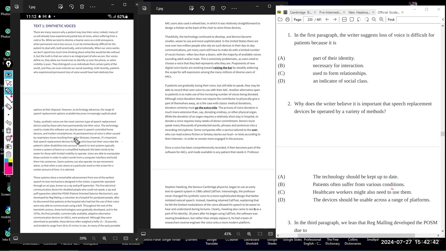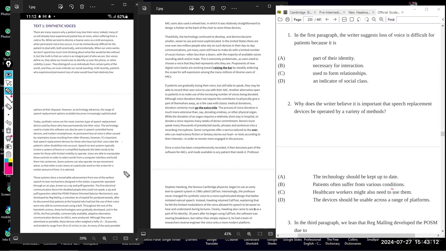Absolutely, I have to go to the first sentence. So, a permanent lost voice is often called, speech replacement devices for those who have lost their voice take the patient's disabilities into account. Speech to text systems typically involve a system. Okay, that is it.